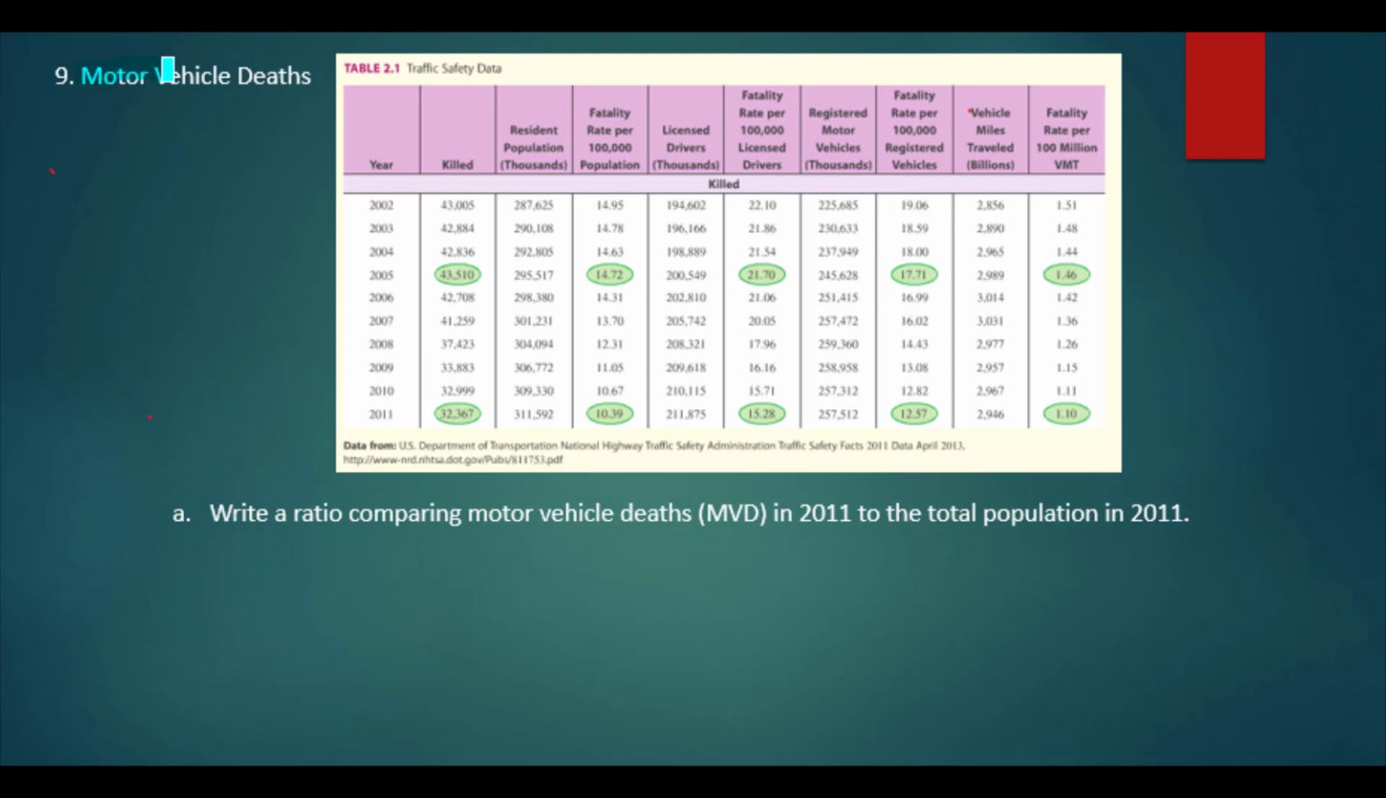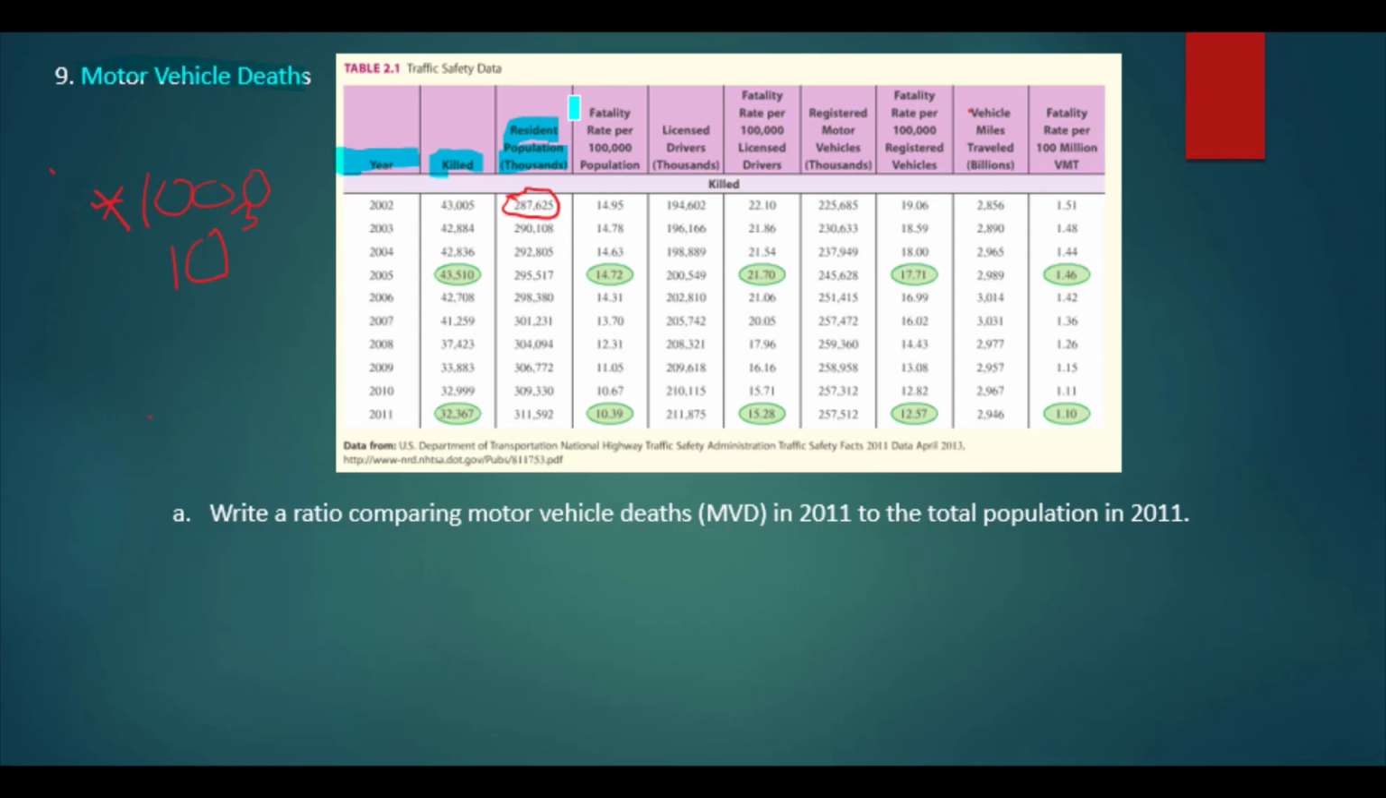Okay, so here we're going to number 9, we're going to look at motor vehicle deaths. And we have all these different categories of things, like for instance, we have the year, we have the number of people killed in motor vehicle deaths, we have the population. Notice the population says in thousands. Well, that means that these are not the actual numbers of people in the United States, because it's in thousands, so you'd have to take that number and multiply it by 1,000, or 10 to the third, which means move the decimal 3 places.